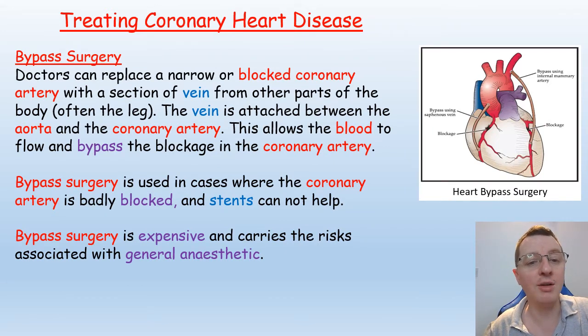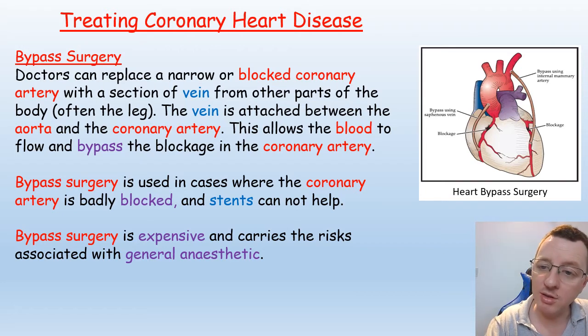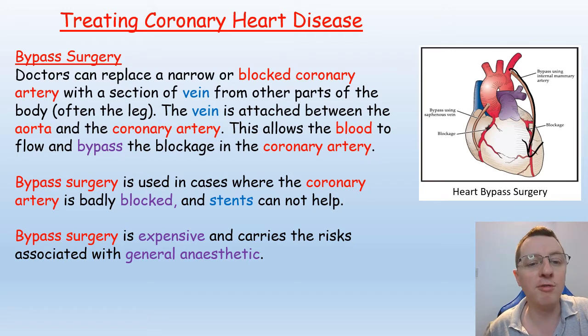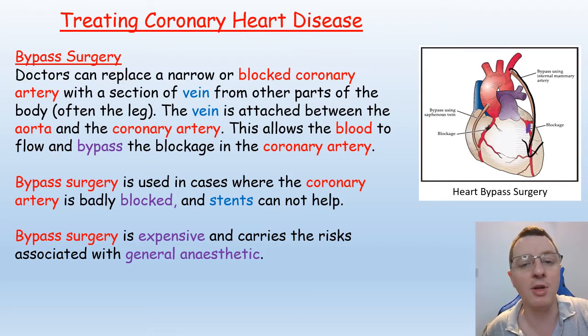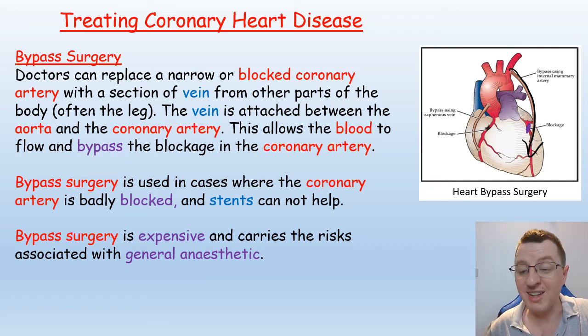If a doctor cannot use a stent because the artery is too narrow and there's too much fat buildup, then a doctor can replace a narrow or blocked coronary artery with a section of vein from other parts of the body, often the leg. The vein is attached between the aorta and the coronary artery, and you can see that as an example here. This allows the blood to flow and bypass the blockage in the coronary artery. You can see the blockage just here. So we've bypassed that blockage, and the blood and the oxygen it's carrying is flowing to the heart muscle freely.